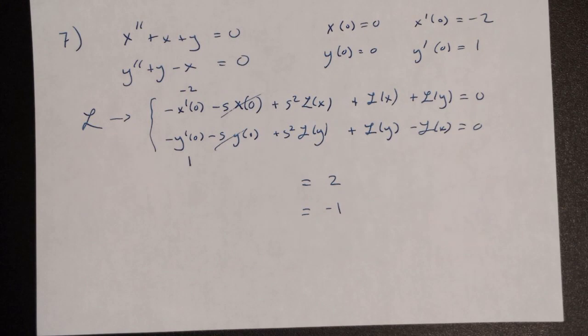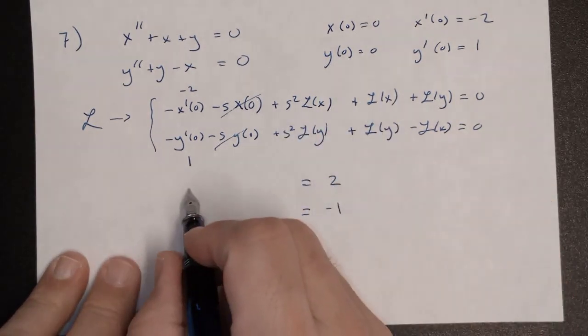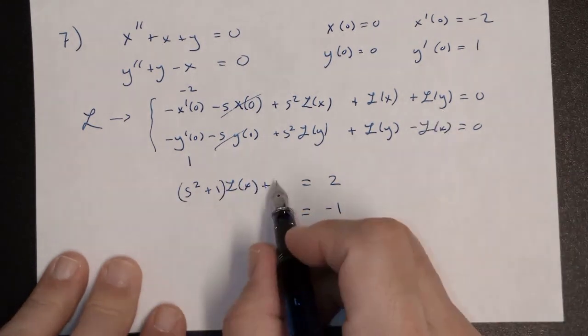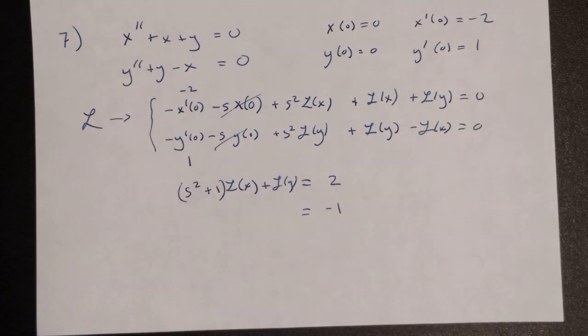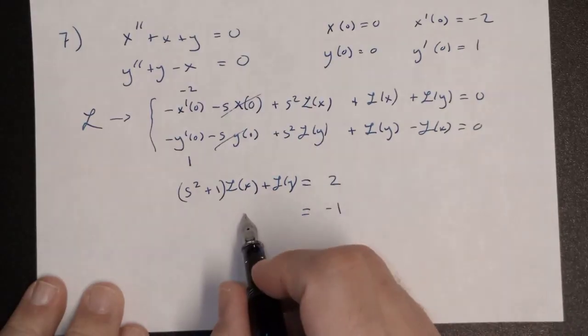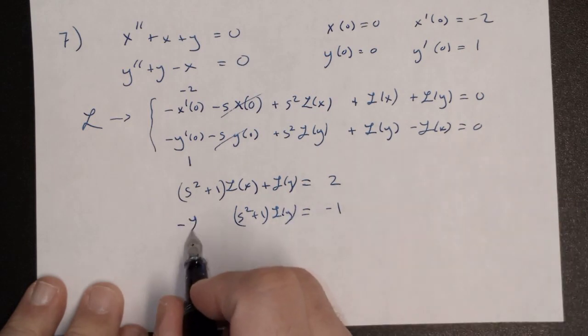Now, what's on the left side of each of these equations? Let's start with the top equation and gather all our like terms. I have two different Laplace transforms of x. So I get s squared plus 1 L of x. And then I just have L of y in the first equation. In the second equation, I reverse that. I have s squared minus 1. I'm sorry, s squared plus 1 L of y. But I have minus L of x.